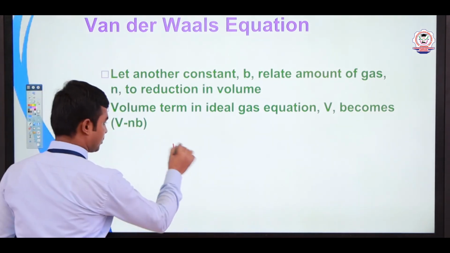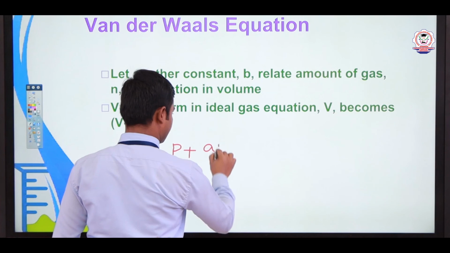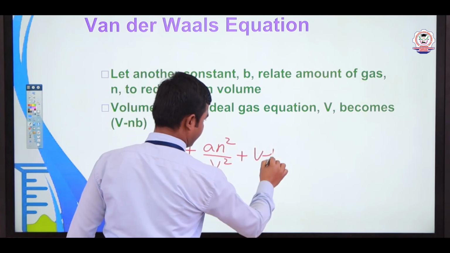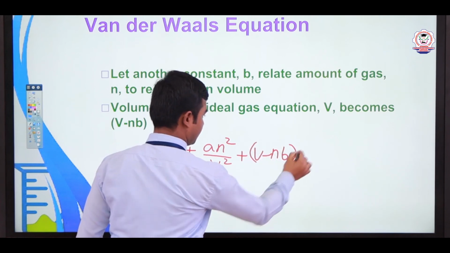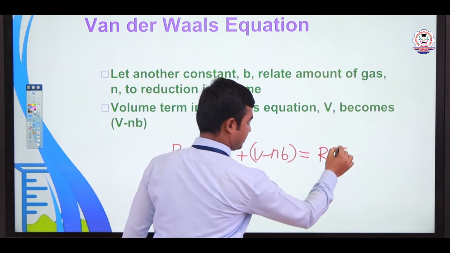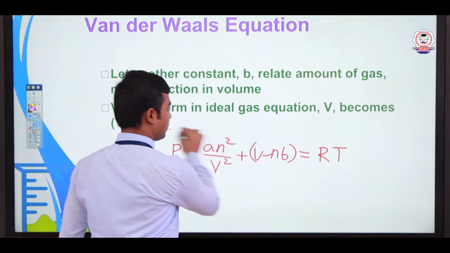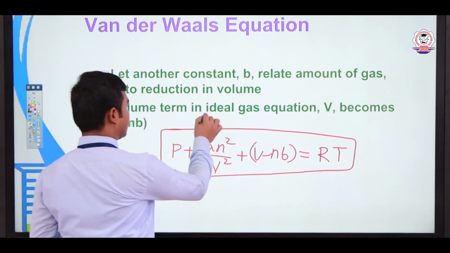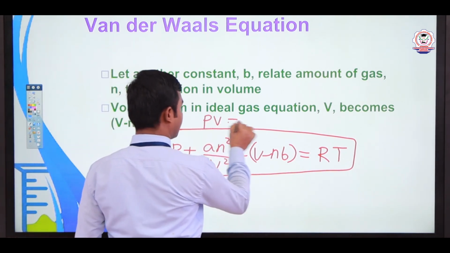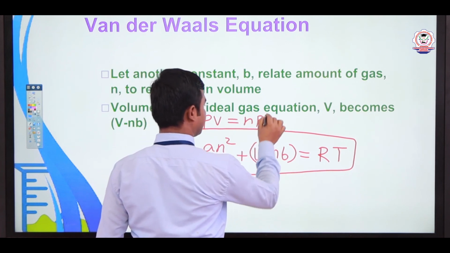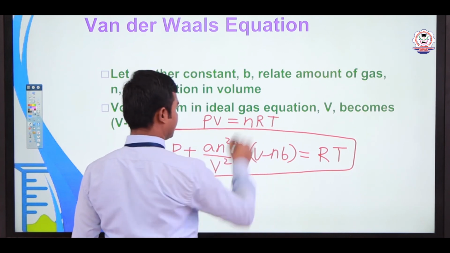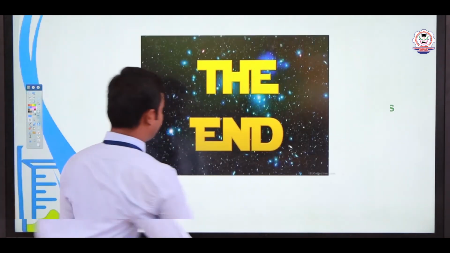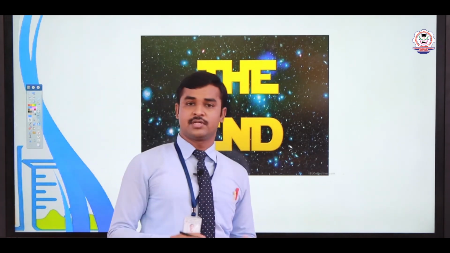So the total equation is P plus a n squared divided by V squared, multiplied by V minus nb, equal to nRT. This equation is the final form of the van der Waals equation. It is the deviation from the ideal gas equation. In the ideal gas equation you have PV equal to nRT. Here only the P and V values are changed. By knowing these terms you can derive the van der Waals equation.